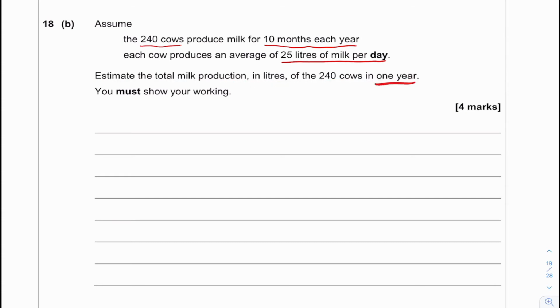Right, so the first thing to do is to work out how many litres all the cows produce in 1 day. So as we've got 240 cows and they produce 25 litres of milk per day on average for each cow, what we can do is 240, the number of cows, multiplied by the amount of milk they produce each day on average, by 25. Just grab my calculator. So when we do that, we are left with 6,000. So this is 6,000, and I'll just put some notes on the side here. Litres per day.